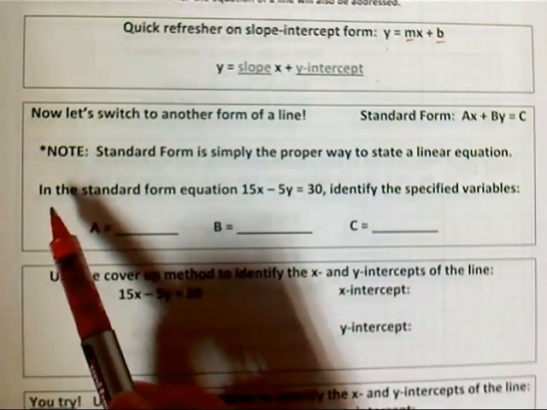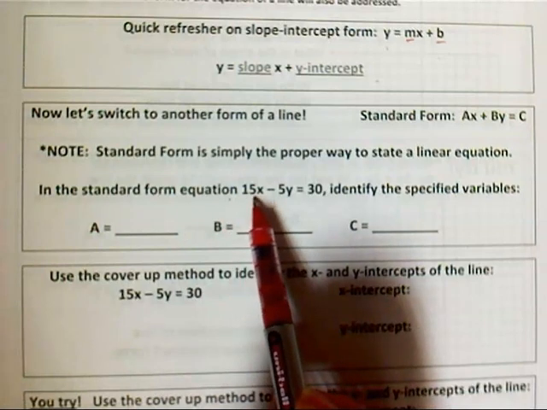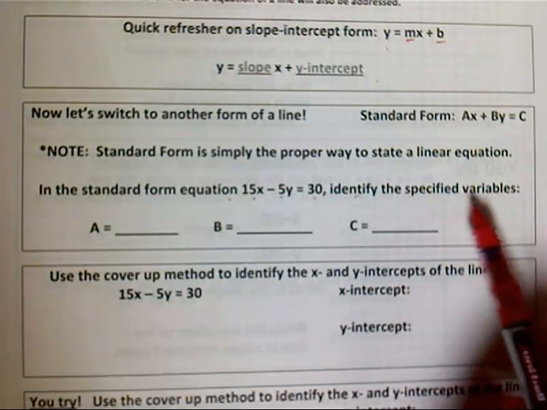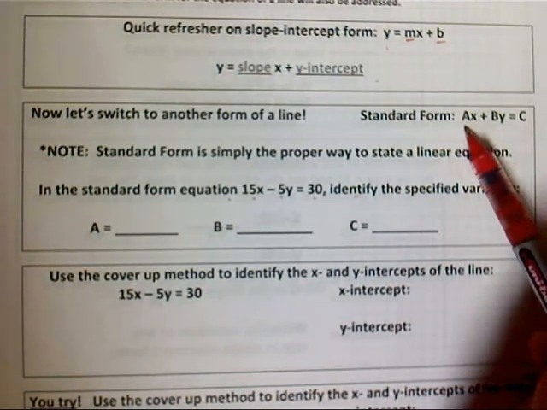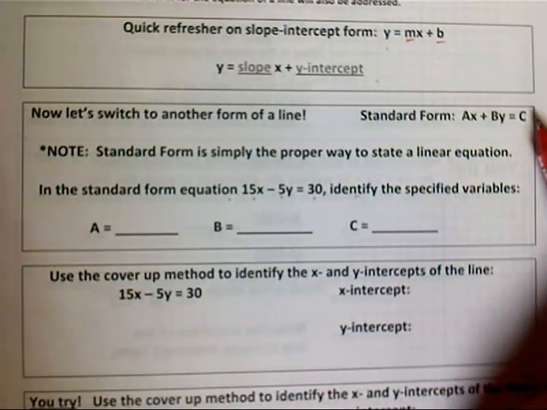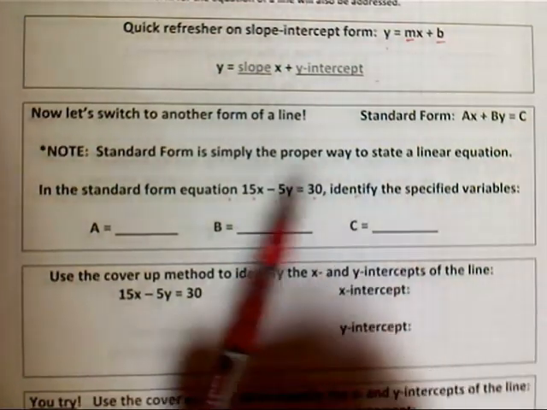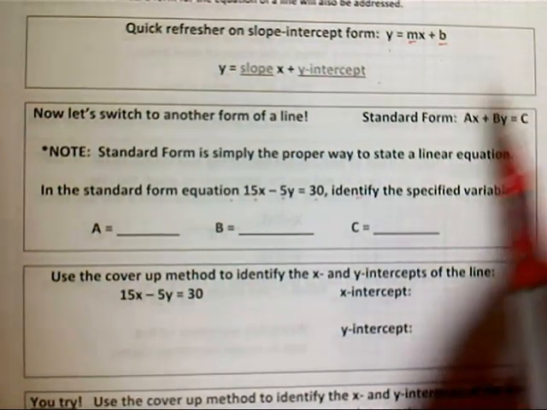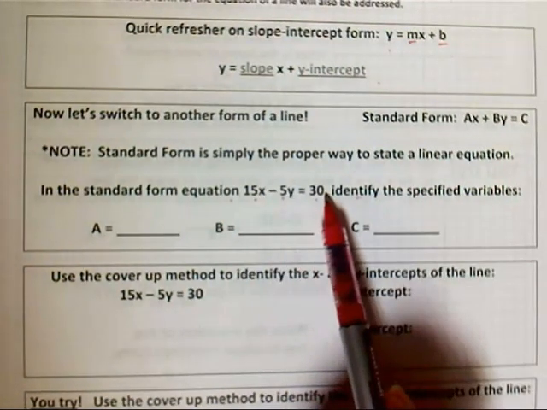All right, so in this standard form equation, 15x minus 5y is equal to 30, they want us to be able to tell what number is in place of A, what's in place of B, and what's in place of C. So you can see this is in standard form. Standard form is Ax plus By equals C.